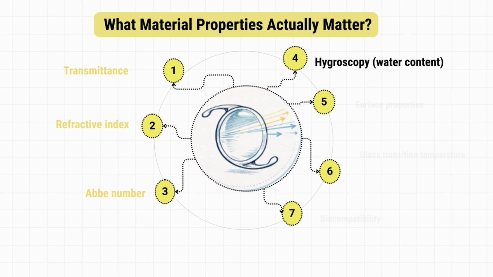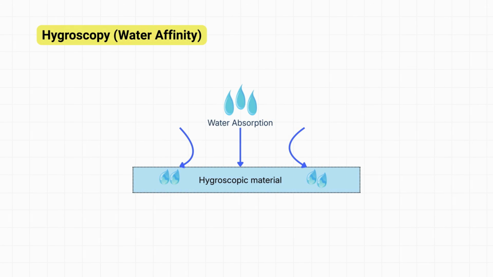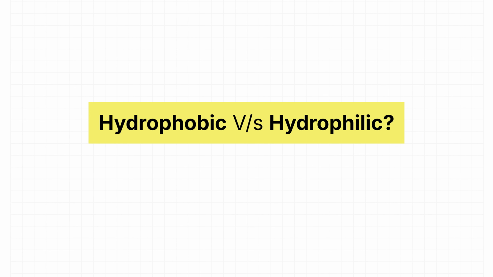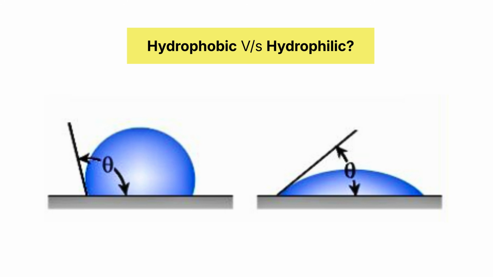The next important property of material is hygroscopy. Hygroscopy refers to how much water a material absorbs. Now, before we move further, let's clarify one very small but important term: hydrophilic and hydrophobic. Hygroscopy tells us how much water is inside the lens material, but hydrophilic or hydrophobic tells us how water behaves on the surface of the lens.